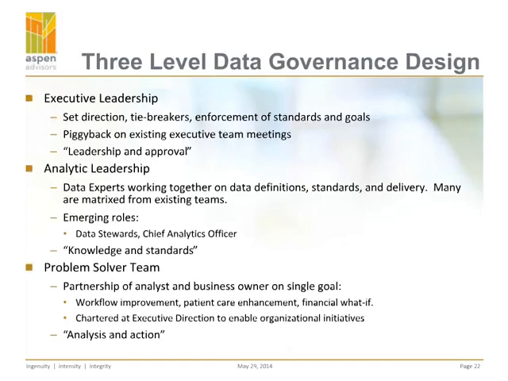In designing how the governance group is structured and how it works, we've put together a three-level governance design. First, you have your executive leadership for leadership and approval. This is the group you expect to set the direction and be the tiebreakers in the enforcement of the data standards and goals. In general, this is most successful when you piggyback it or add it as an agenda item on existing executive team meetings.